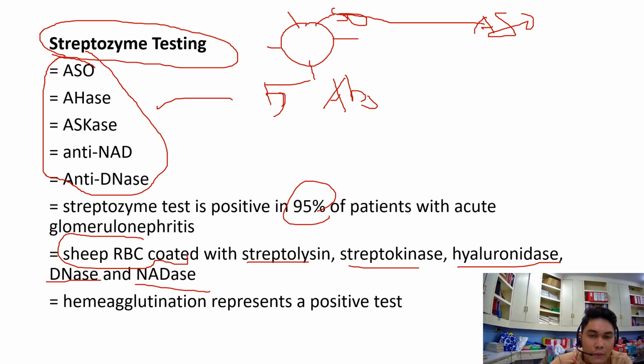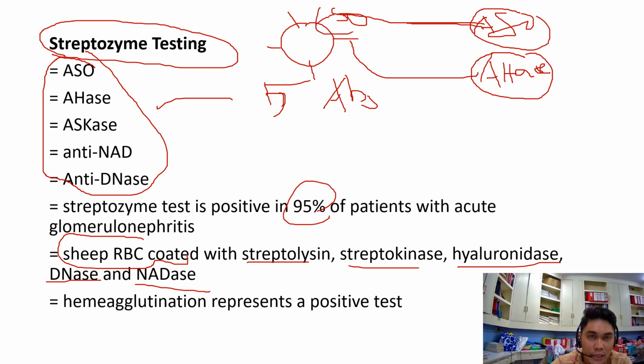Now, what if the patient specimen contains anti-hyaluronidase? This anti-hyaluronidase will react with hyaluronidase. Same with other antibodies. So there is hemagglutination if there's a reaction between the antibody and the antigen present on the surface of the sheep RBC. Okay, so hemagglutination represents a positive test.